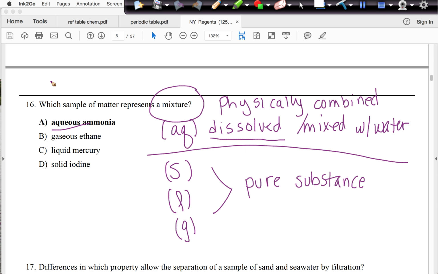Some other examples of mixtures that they love to ask about or mention on the Regents exam: air is a mixture, soil is a mixture, and salt water is also a mixture. Remember that mixtures have a variable proportion.